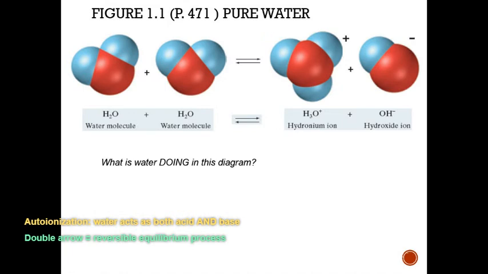Notice the double arrow. This is reversible and reaches equilibrium. In pure water at 25 degrees Celsius, only about 2 in a billion water molecules are ionized at any given moment, but the ions that do form are crucial to understanding pH. This equilibrium is the foundation for everything we calculate moving forward.